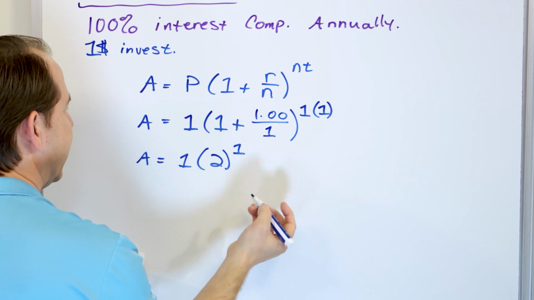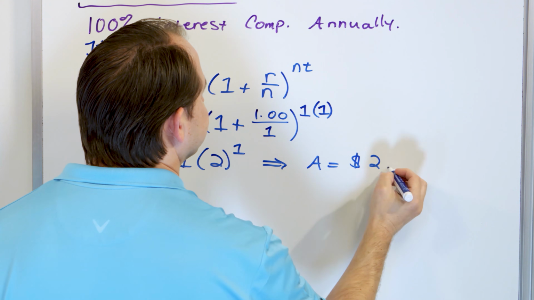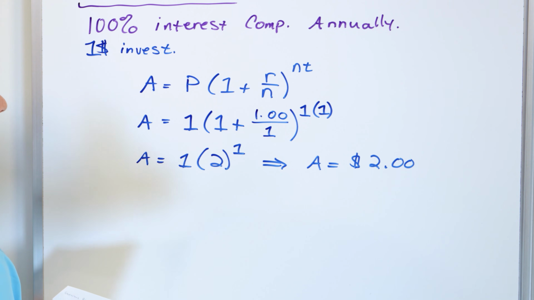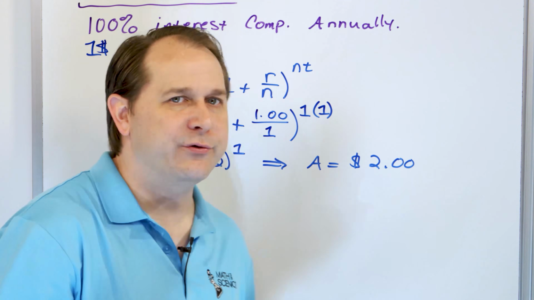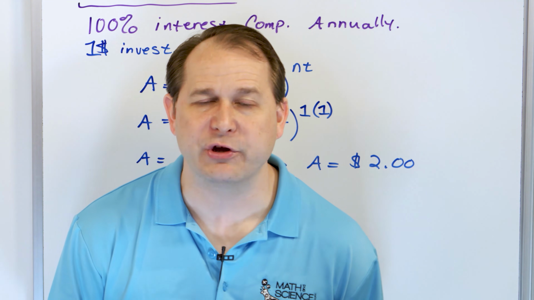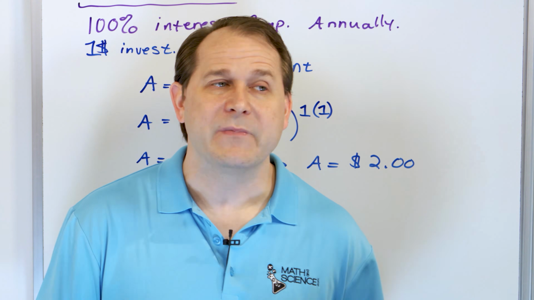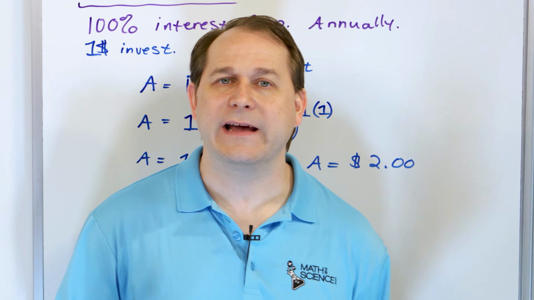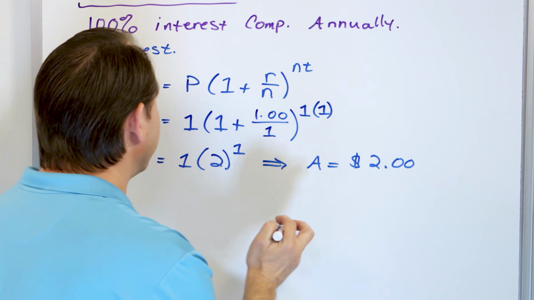Now you can see what's happening is I'm going to have $2, right? Because 2 times 1. That's what we get. And that's exactly what we expect. If I'm giving 100% interest compounded annually, I only give you the free money once per year, I only do the calculation once per year, then you expect after 1 year, I should earn 100% of what I had. And so I add them together, I get $2. That's what I get.